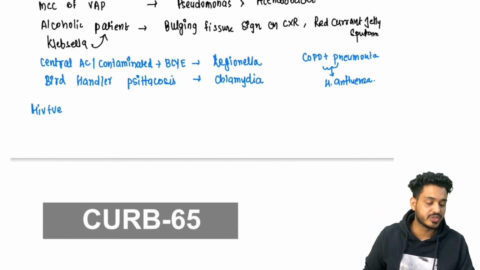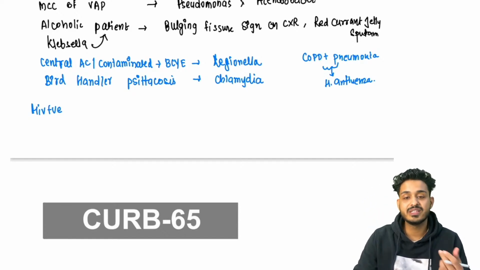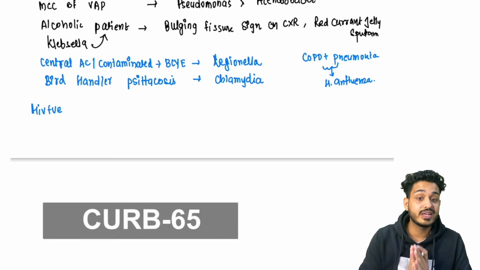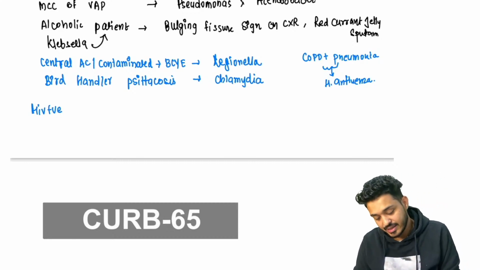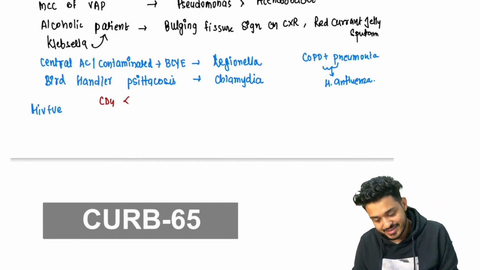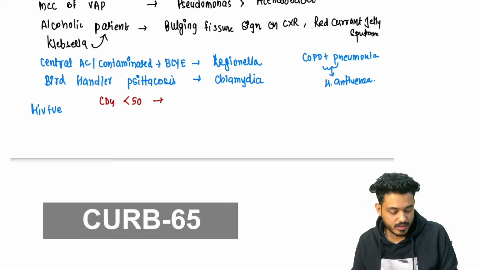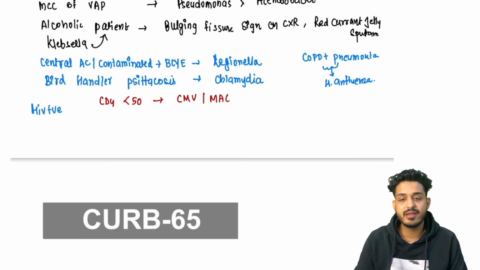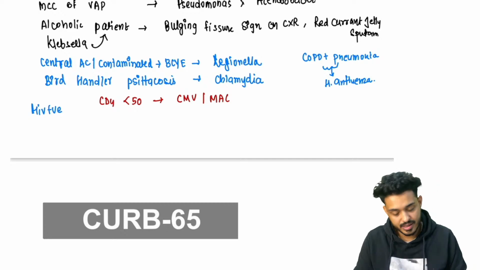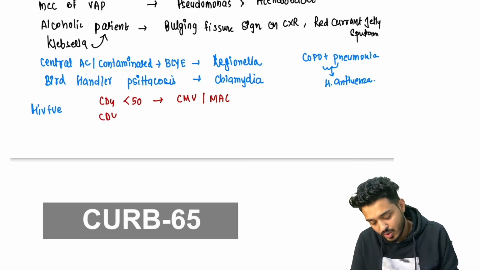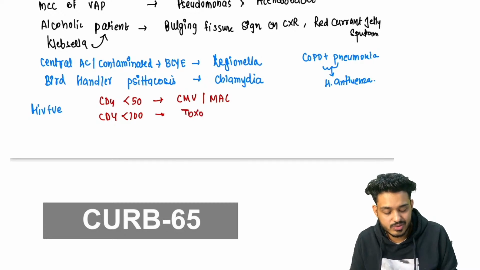HIV positive patient, based on the number of CD4 count, they are having different manifestations, right? If CD4 count is less than 50, this is going to be in favor of CMV or MAC, Mycobacterium avium complex, or intracellular, right? If CD4 count is less than 100, that is going to be in favor of Toxoplasma.